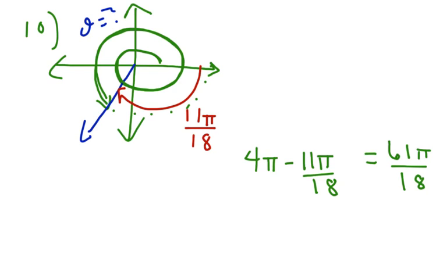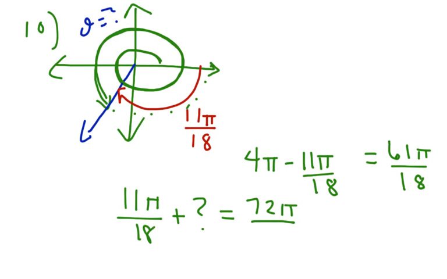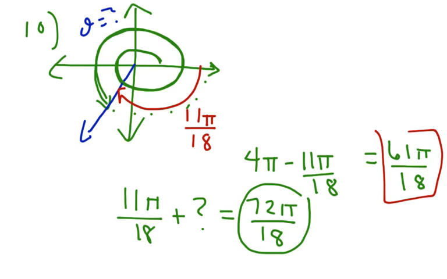Or the way you can think of it again is you can say, well, 11 pi over 18 plus what equals 4 pi? That would be 72 pi over 18, because this equals 4 pi. Okay? And then you would get your 61 pi over 18.